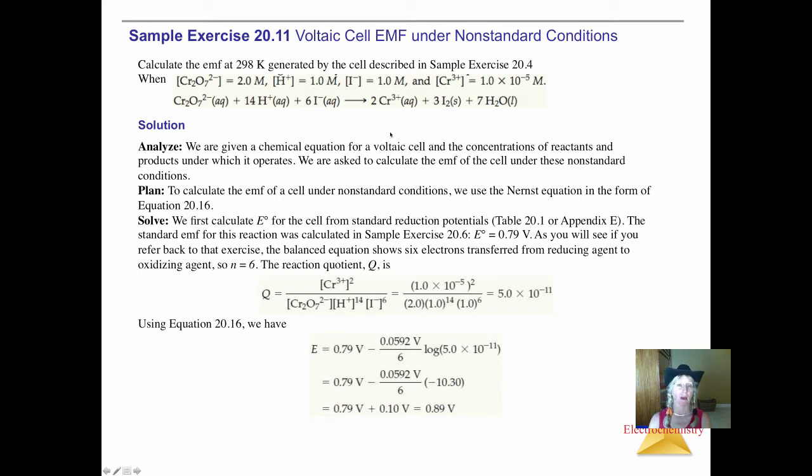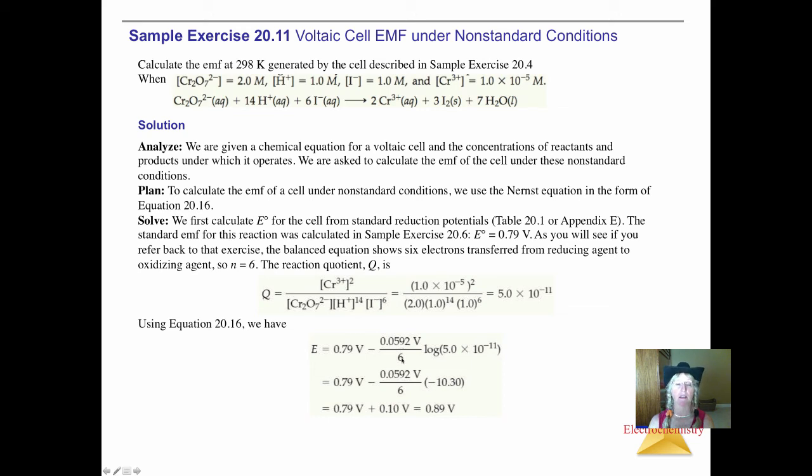We found that we went cathode minus anode, so we went to the reduction potential chart from table 20.1, and we took the reduction potential for the dichromate and subtracted the reduction potential for the iodine. And then that value came up to this value, 0.79. So that would have been spontaneous under standard conditions. So we have our standard voltage, we have the constant, 0.0592.